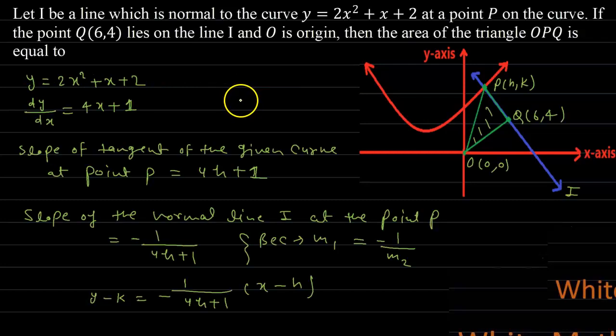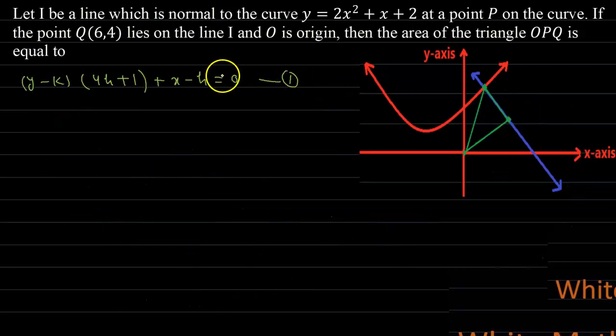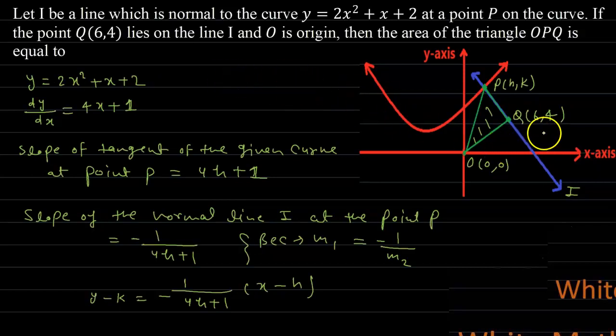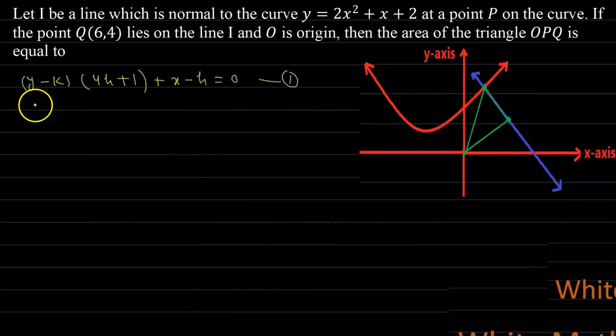Since the line is also passing through the point Q, in this equation put x = 6 and y = 4. Therefore (4 - k)(4h + 1) + 6 - h = 0. Consider this is equation second.